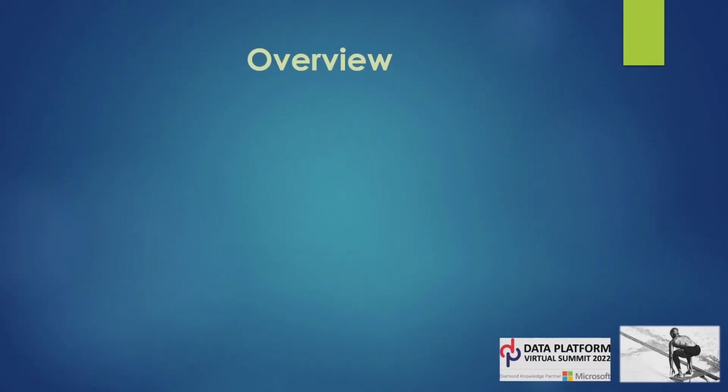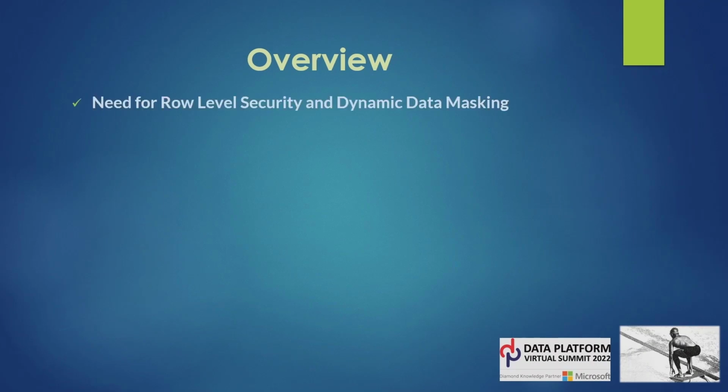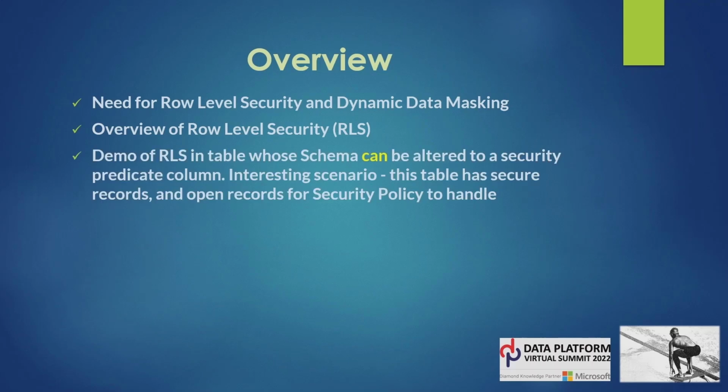Here is an overview of what we plan to cover today. We would first look into the need for row-level security and dynamic data masking, an overview of row-level security, also known as RLS, a demo of row-level security in a table whose schema can be altered to add a security predicate column, an interesting scenario. This table has secure records, which should be only visible to certain authorized folks, and open records that everybody who has access to that table should be able to read. And our security policy will handle both and deliver the appropriate records.